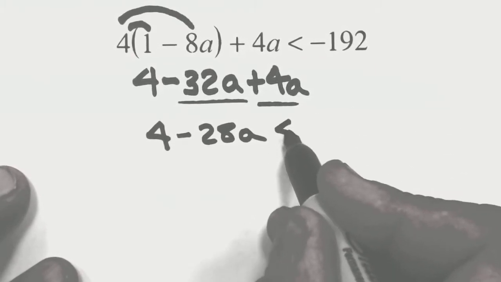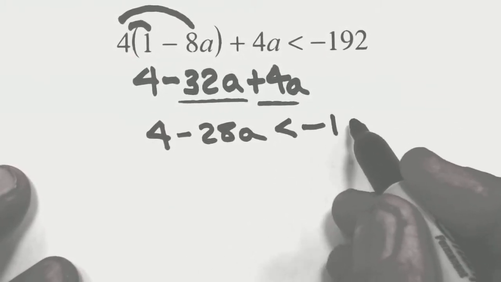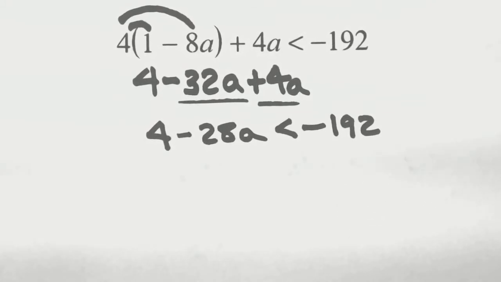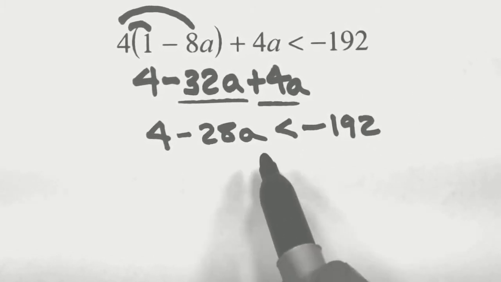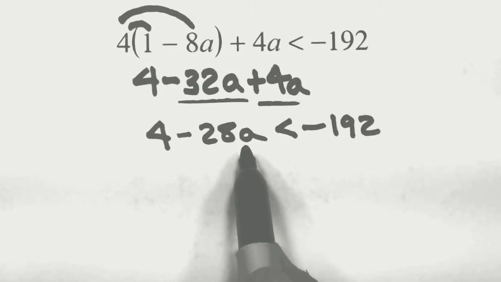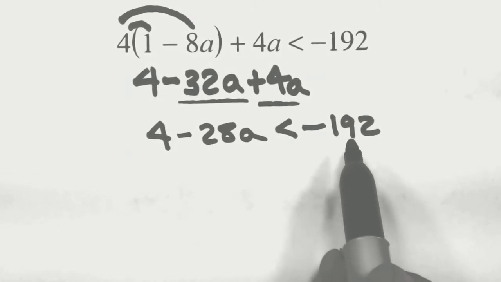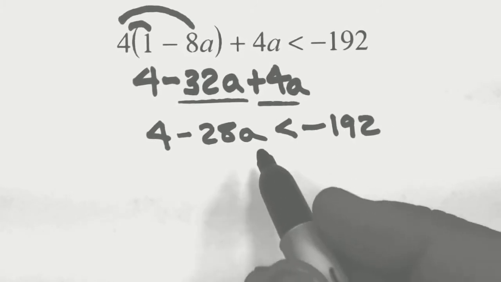Okay, well, that's less than negative 192. The next thing we're going to do is turn around now and see if there's anybody that has to be moved. Again, we only want our variables on the left. This is the a, it's okay, and only plain numbers on the right. The negative 192 is okay.